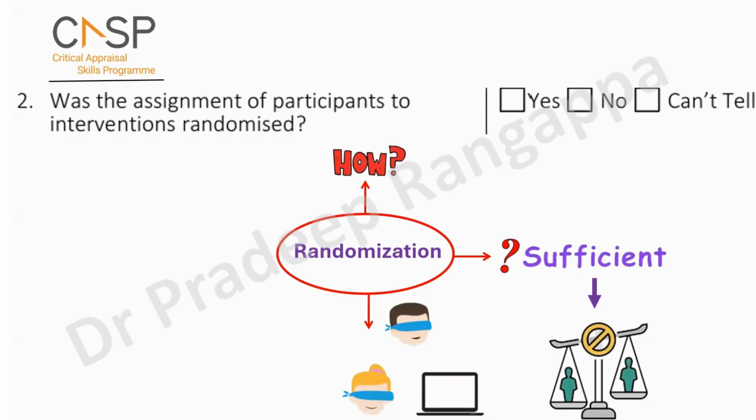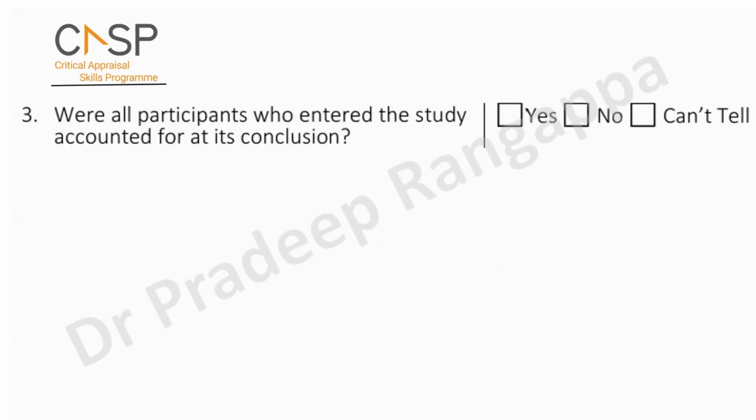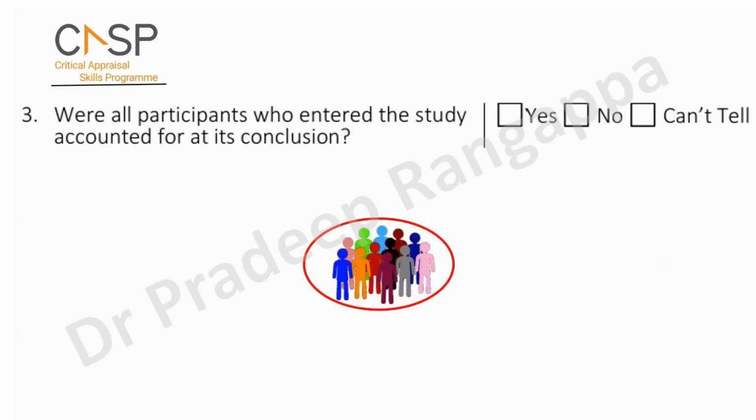So that's the second question, how was the randomization? The third question is, were all participants who entered the study accounted for at its conclusion? Okay, so this is intention to treat analysis. This is very important. We ask in exams, what is intention to treat? So you have to look into the population and see whether any patients were lost to follow-up.